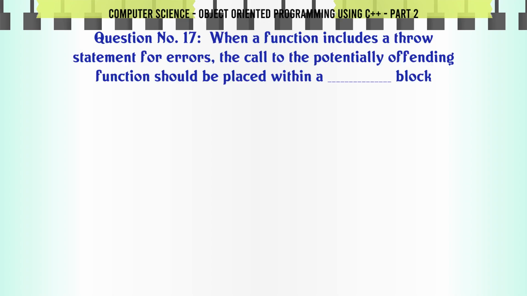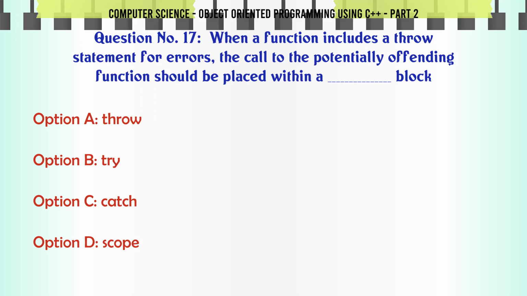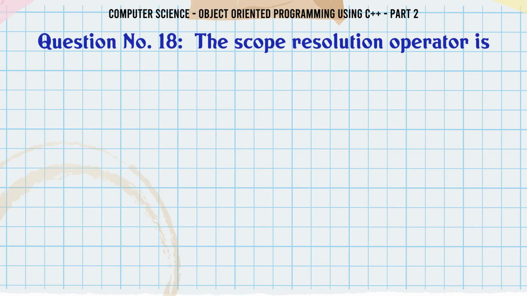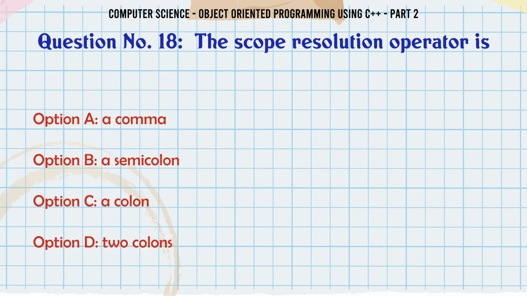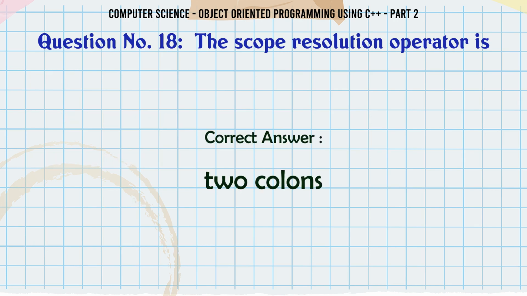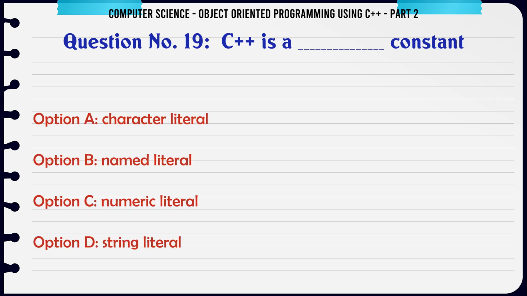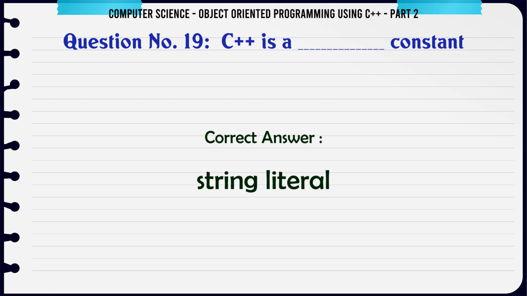When a function includes a throw statement for errors, the call to the potentially offending function should be placed within a block. A. Throw. B. Try. C. Catch. D. Scope. The correct answer is try. The scope resolution operator is A. a comma, B. a semicolon, C. a colon, D. 2 colons. The correct answer is 2 colons. C is a constant. A. character literal. B. named literal. C. numeric literal. D. string literal. The correct answer is string literal.